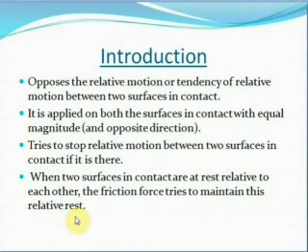So first let's give a small introduction about friction. Friction is a force which opposes the relative motion or tendency of relative motion between two surfaces in contact.